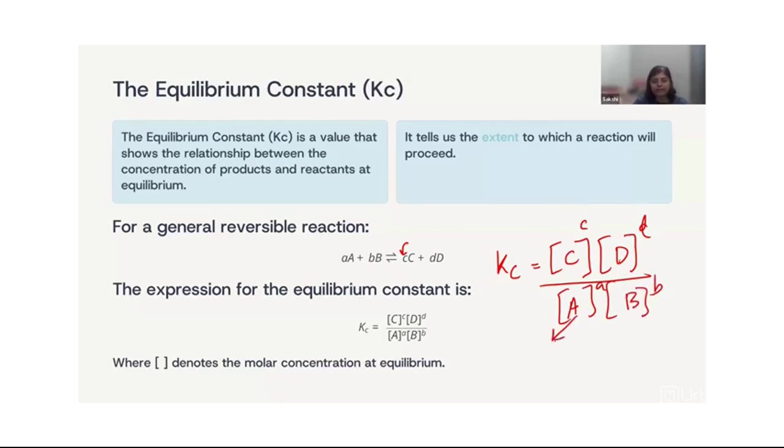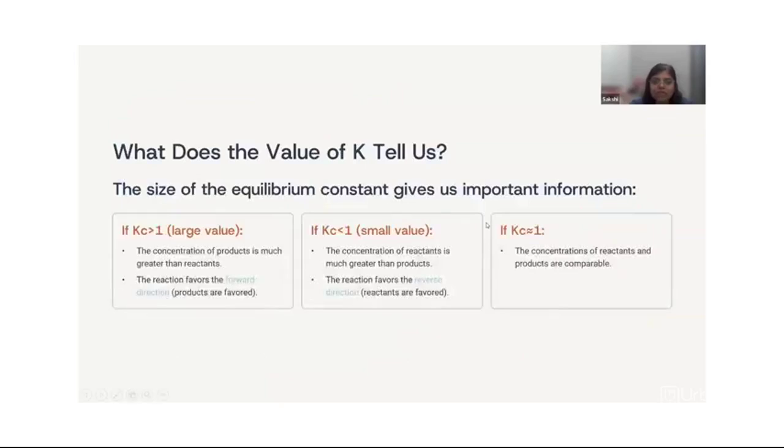Here the capital letters A, B, C, D denote the concentrations of the reactants or the products, present in terms of molarity or molality. The small letters a, b, c, and d here are the stoichiometric coefficients of the particular reaction. I hope you got it, how to write the equilibrium constant Kc. Now let us move forward.